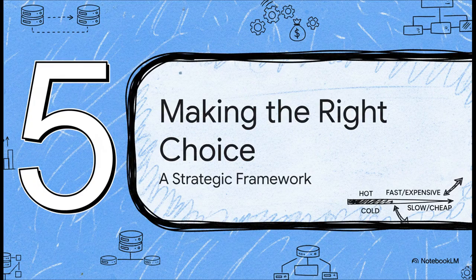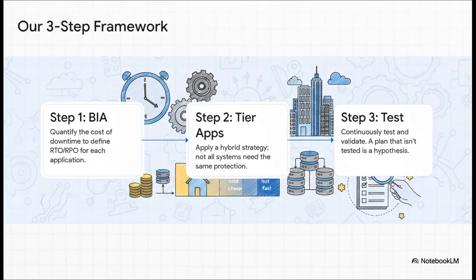Okay, so we've got the concepts, we've got the patterns. The big question is, how do we, as a team, actually apply all of this? How do we make the right calls for the services we own? What we need is a simple, repeatable framework. And it's just 3 steps. Step 1, business impact analysis. We have to quantify the cost of downtime to figure out the real RTO and RPO for every single app.